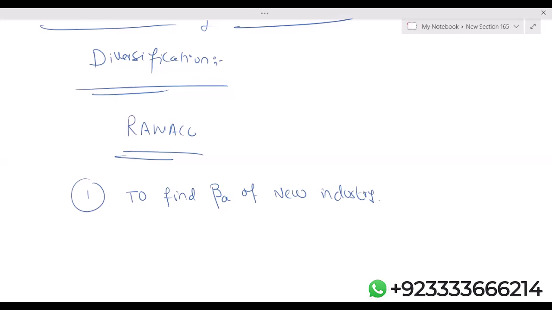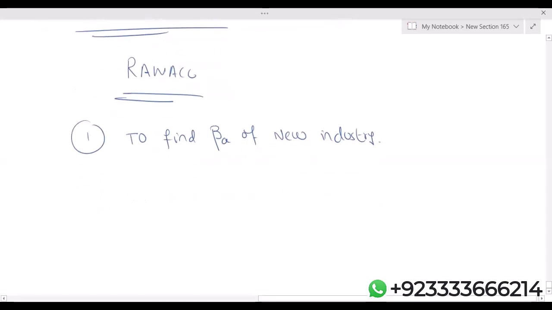Now, how to find out the beta asset of the new industry? Rare chances are there that the examiner might give you the beta asset of the new industry straightforward. Chances are very rare, I would say. So most of the time you have to calculate. Now, how do we calculate beta asset of the new industry? It's very simple. The examiner will definitely give you the proxy company in the new industry. Proxy company means, let's say your competitor in the new industry, the company which is similar to you, but they are already in the new industry.